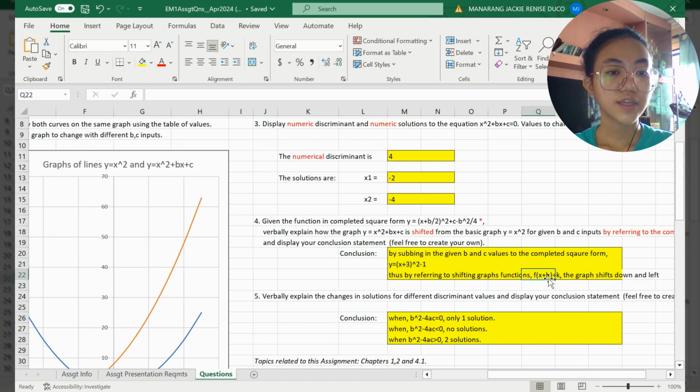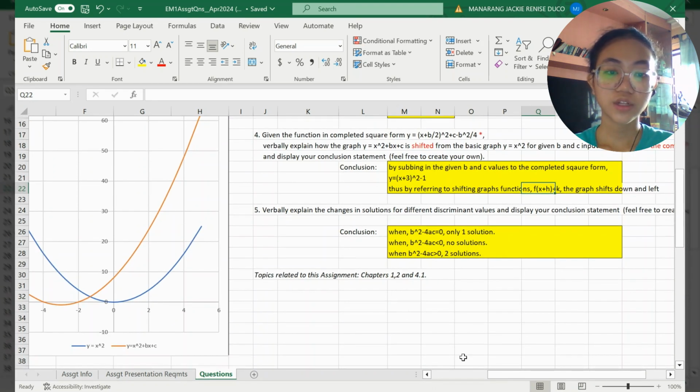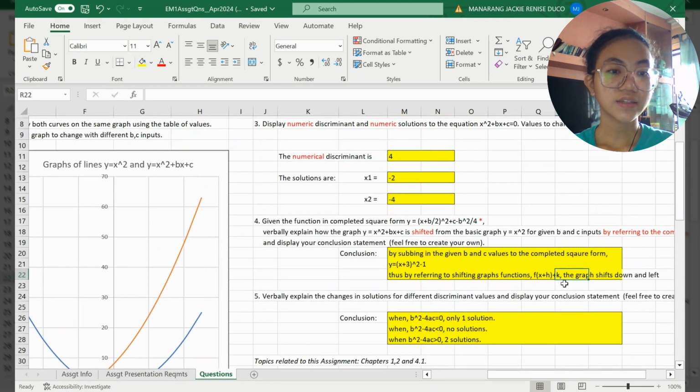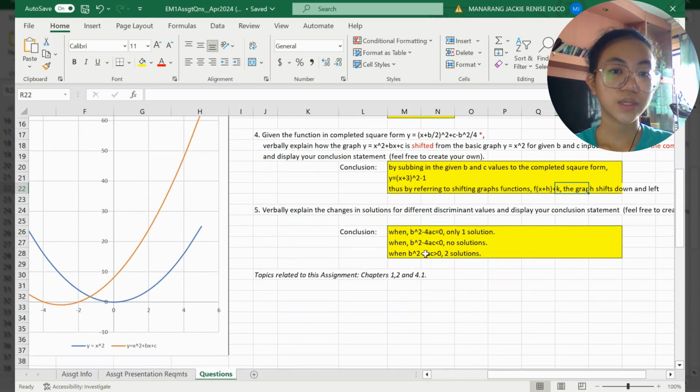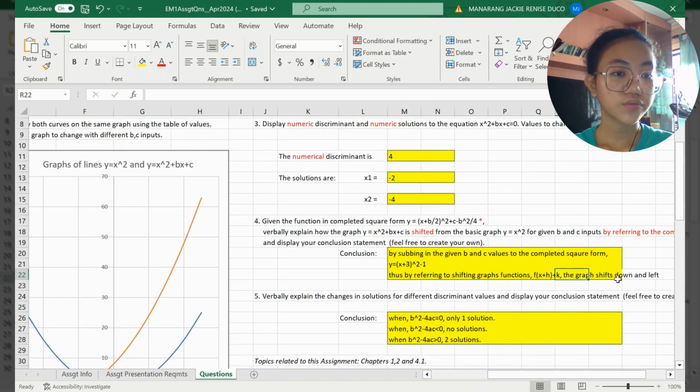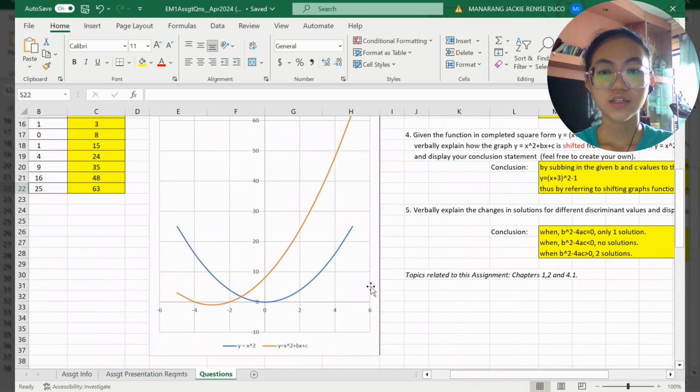Looking at that, as I said, h will determine the horizontal shift, and when h is a positive value, the shift will be to the left. And for k, the vertical shift, when it's a negative value, the shift will be down. So thus my x squared plus bx plus c will shift down and left. Let's take a look here. So yeah, it shifted down by 1 unit and left.